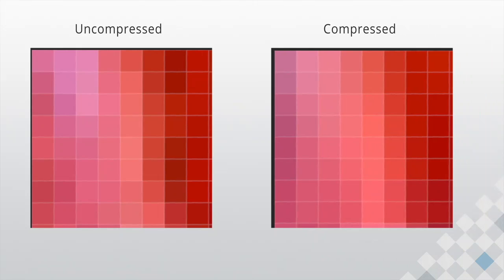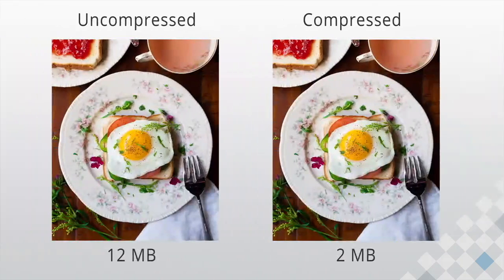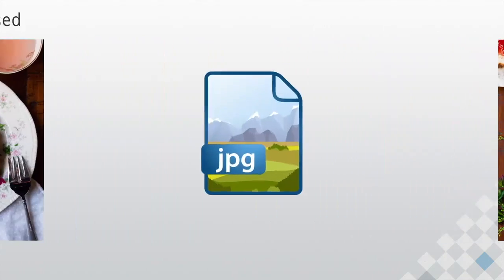Of course, if the computer simplifies an image too much, there will be a noticeable drop in quality. However, by making small adjustments, the file size can drop significantly without any visible differences. The picture on the left is a 12 megabyte file, and the image on the right is 2 megabytes. For images, the most common lossy file type is the JPEG.